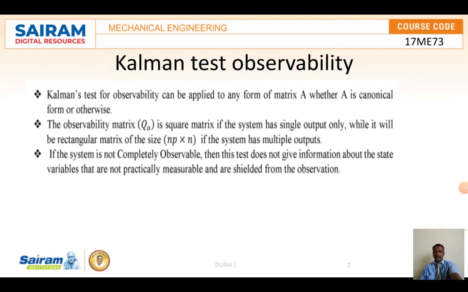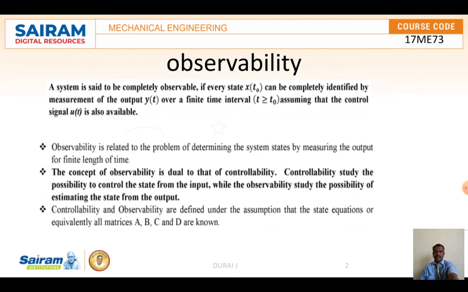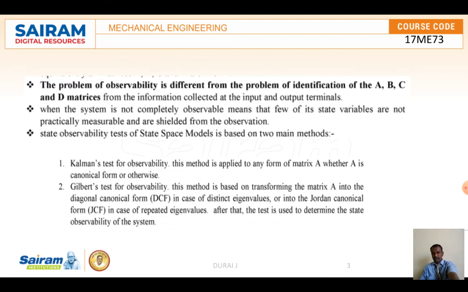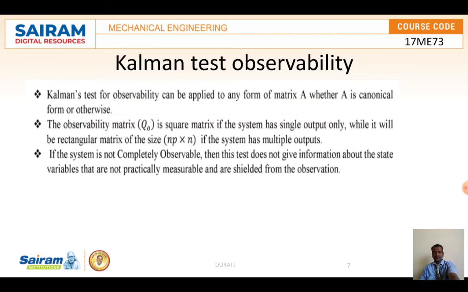So that's it. Normally, observability means the state x of t naught can be completely identified by measurement of the output y of t over a finite time interval, t greater than or equal to t naught, assuming that the control signal u of t is also available. This is about observability. Thank you.